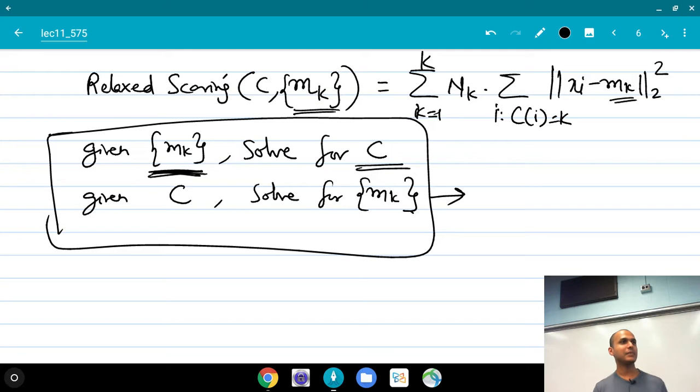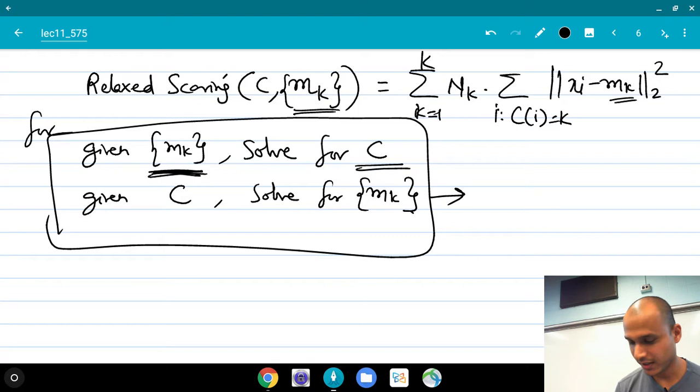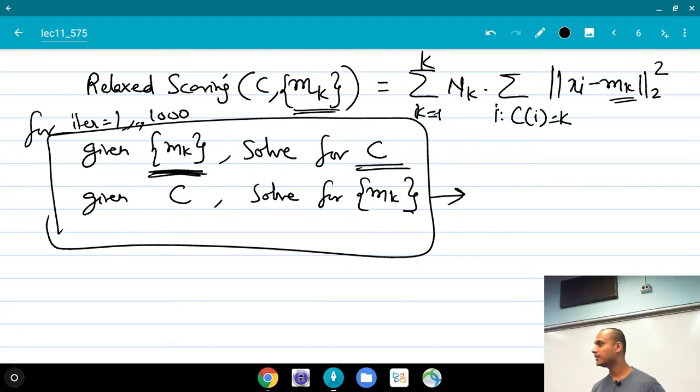So that's easy, right? Given mk's, I can find the cluster assignments. Given cluster assignments, I can find the centers, the mk's, the average of the points. So this is it. This is k-means. You just repeat this, a for loop over iterations equal to 1 to, let's say, 1000, whatever number of iterations. Just run this, and the hope is that at the end you will have some stable c that will not keep shifting. It will localize onto cluster assignments being consistent across iterations.